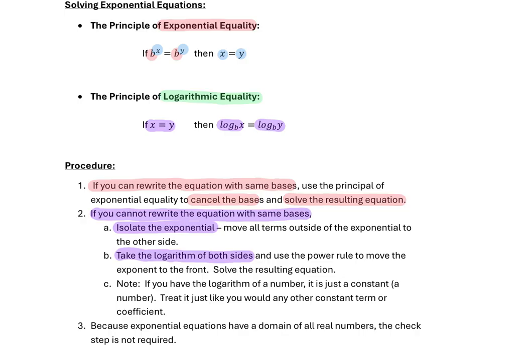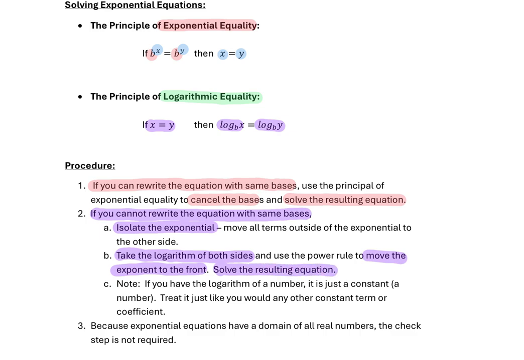From there, after we take the log of both sides, then we're going to use some of the techniques that we talked about in the last section. We can move the exponent to the front, turn it into a coefficient. And after our variable is out of the exponent, then we can go ahead and just solve the resulting equation.